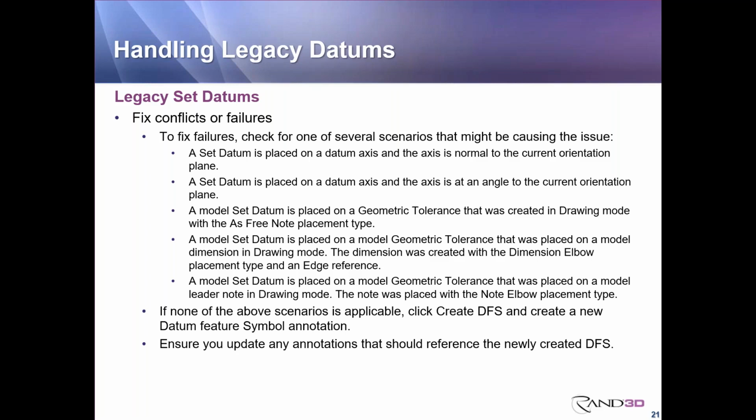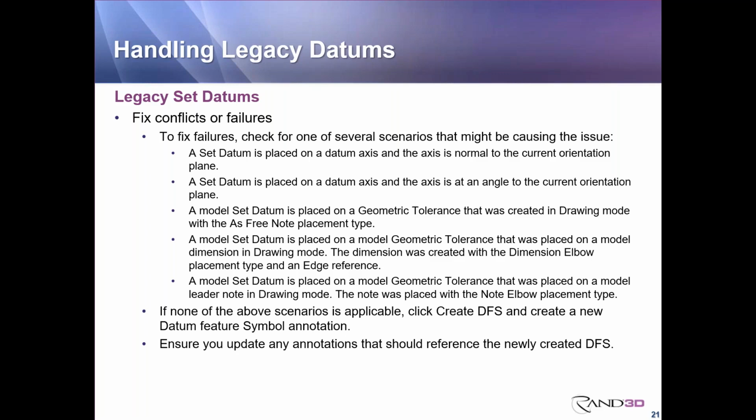Also, if the set datum is placed on the datum axis and the datum axis is at an angle to the current orientation plane, you can create a datum plane that passes through the datum axis. Datum references are non-solid features, so you can have as many of those as necessary to get your end result. From there, after you've created your datum plane, you could go back to the annotate tab, go to the annotation planes area, select that new datum plane you just made, and click the activate annotation plane option so that the datum axis becomes parallel to that new current orientation plane.